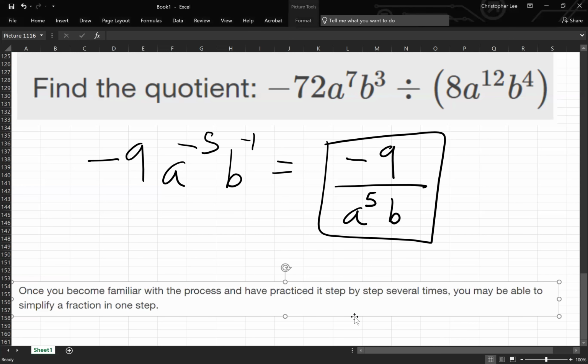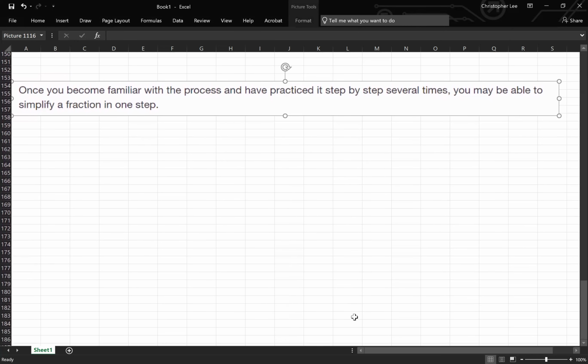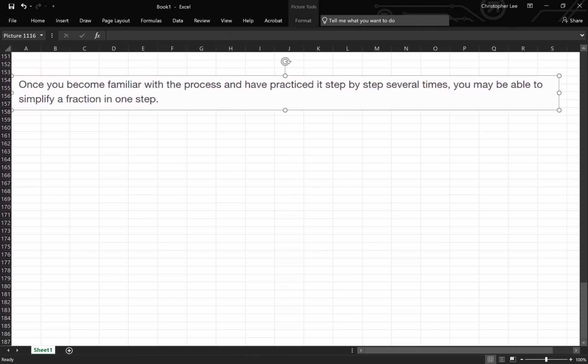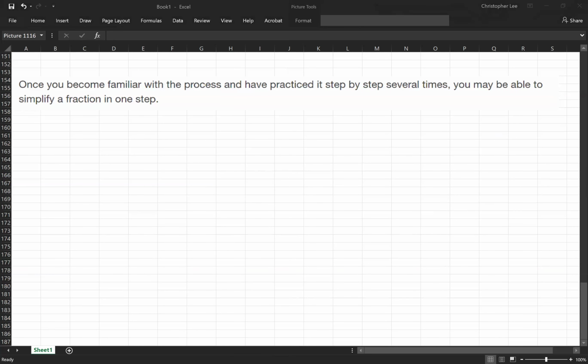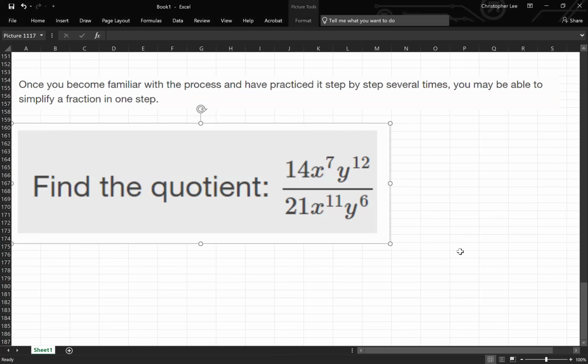So once you become familiar with the process and you have practiced it step by step several times, you may be able to simplify a fraction in just one step. So check this out. Bam. All right.